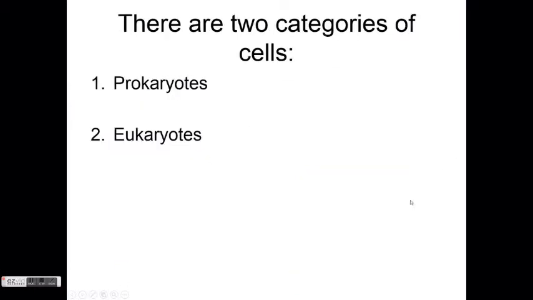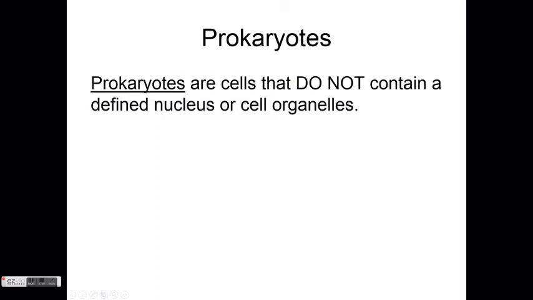Okay, so let's talk about the two categories of cells that there are. You have prokaryotes and you have eukaryotes. A prokaryote, or prokaryotic cell, is a cell that does not contain a defined nucleus or cell organelles. An example of a prokaryotic cell would be bacteria. If you look at a picture of bacteria, you can see that it has its cell wall and cell membrane. When you look in the middle, its DNA is just kind of clumped in the middle, and it has a couple little ribosomes throughout, but it doesn't have anything defined, and it doesn't have cell organelles.